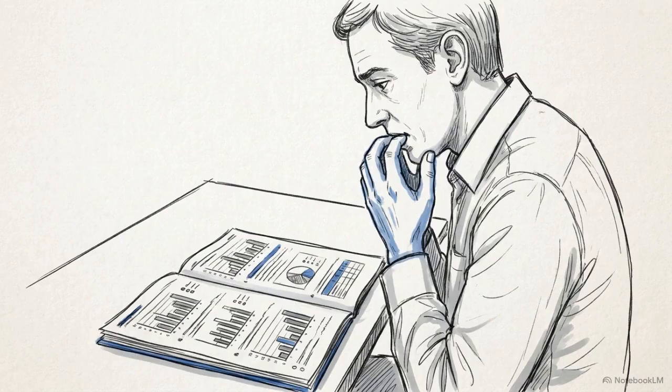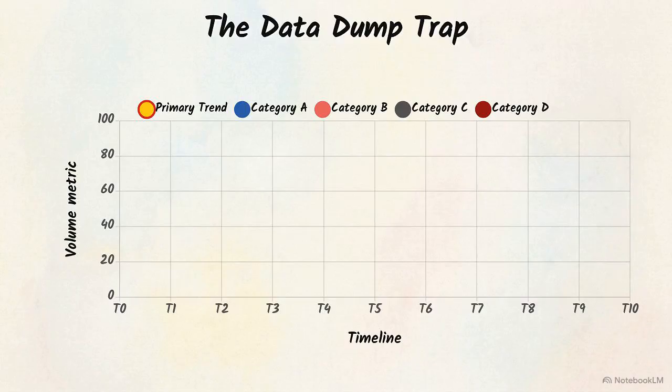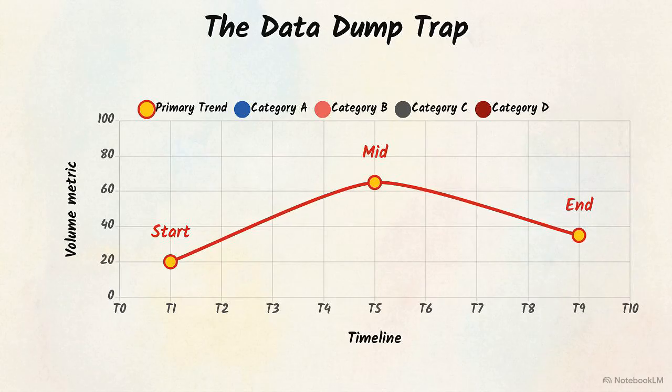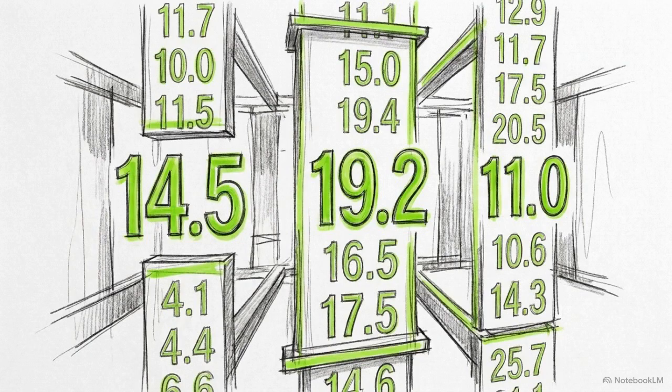Facing all this data, a common reaction is to start listing numbers. Test takers often write down the starting point, the midpoint, and the end point for every single category. This creates a robotic list of statistics, not a summary.